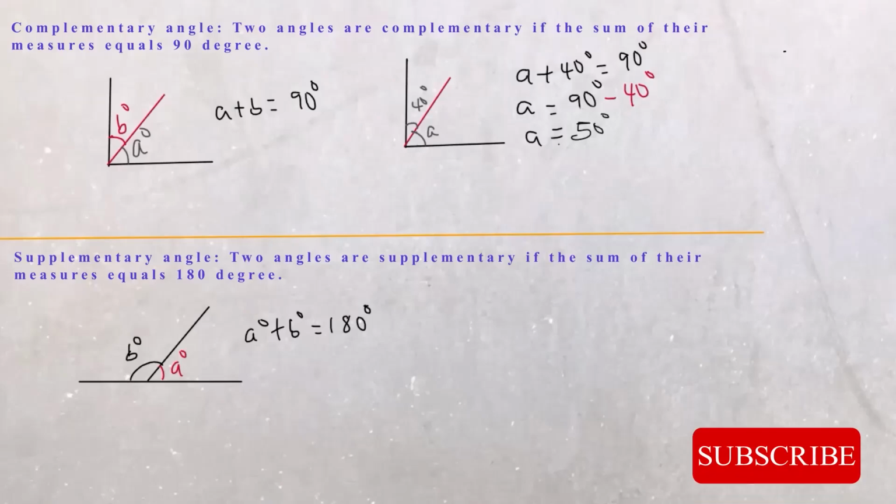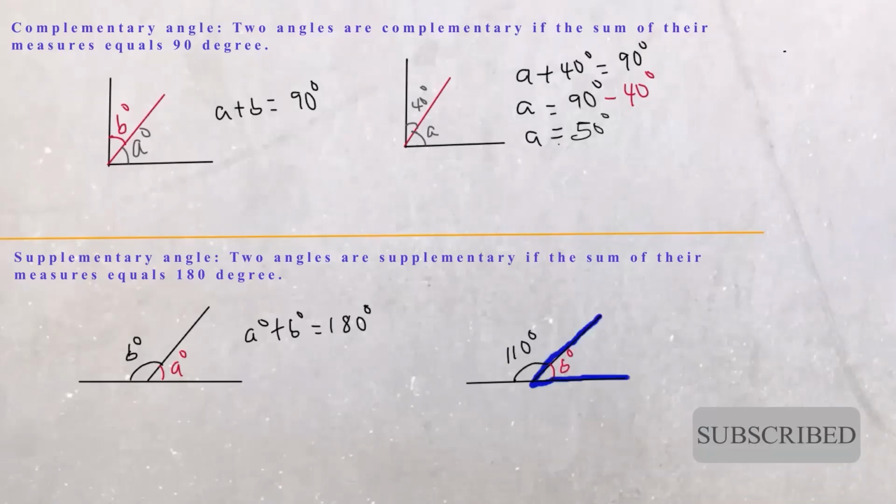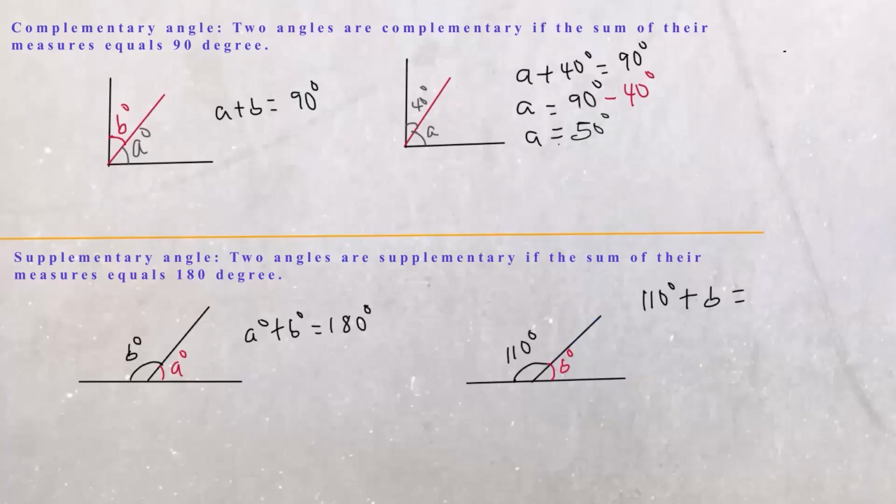Let's look at this example. Angle B is unknown. 110 degrees plus B equals 180 degrees. Move the 110 to the other side. Then we have this. By the time we subtract this, we have 70 degrees. So angle B equals 70 degrees. Adding both angles, we get 180 degrees.